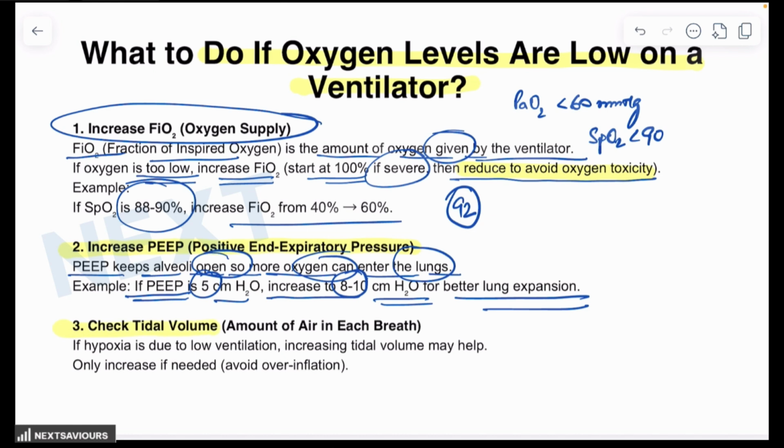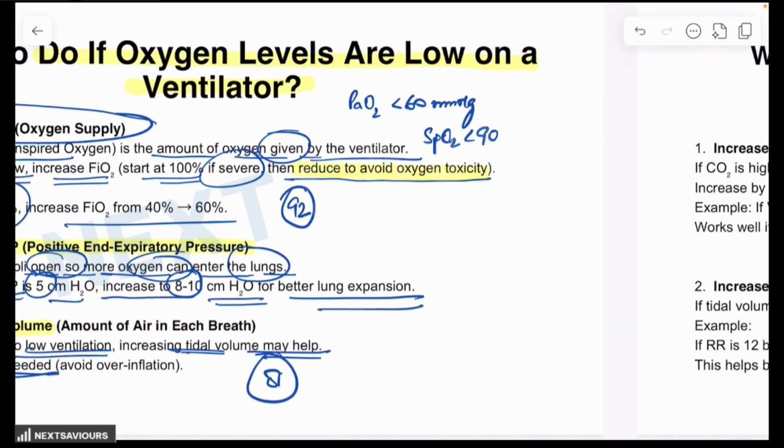Now, if hypoxia is because of low ventilation, then increasing the tidal volume might be of some help, but it has to be increased only if it is required and not beyond the upper limit. The upper limit is 8 milliliters per kg, so not beyond this. So these are the three ways by which you can improve the oxygenation.